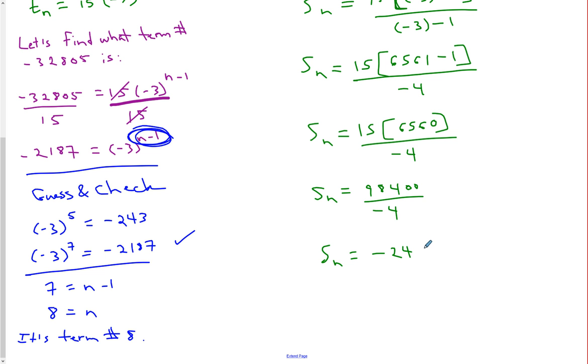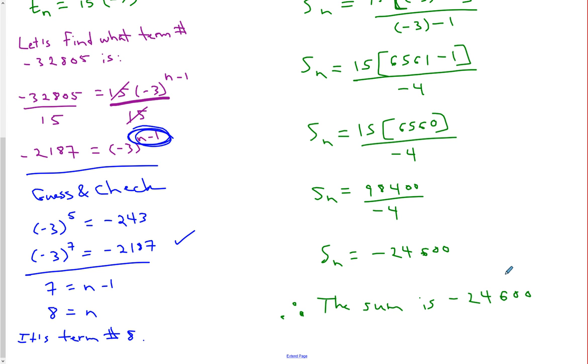Negative 24,600. So you add up all the numbers, they're alternating positive and negative. But it turns out the last one we did, the biggest one, was negative. And so that's going to dominate it, and we're actually going to end up with a negative amount when we add them all up. And we'll say, therefore, the sum is negative 24,600. So those are tough.